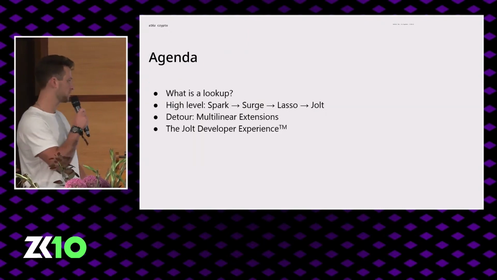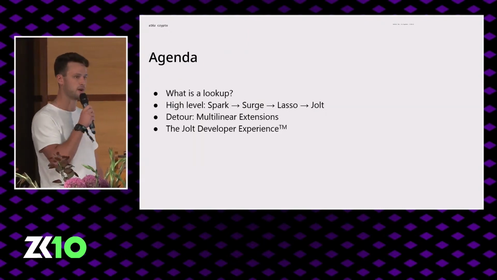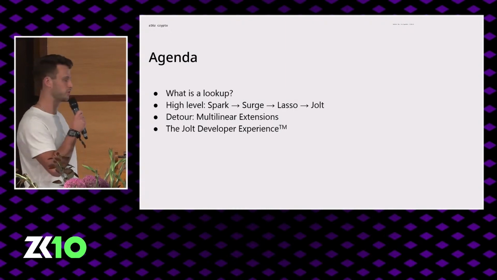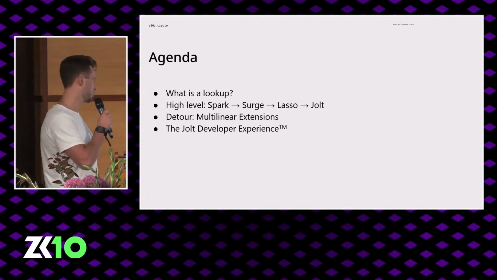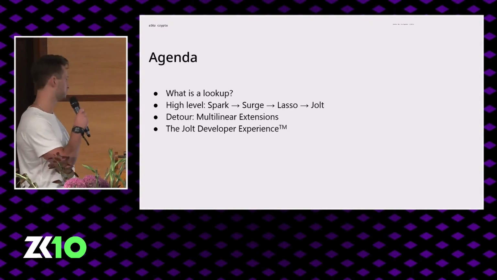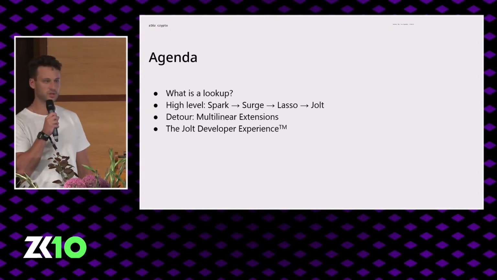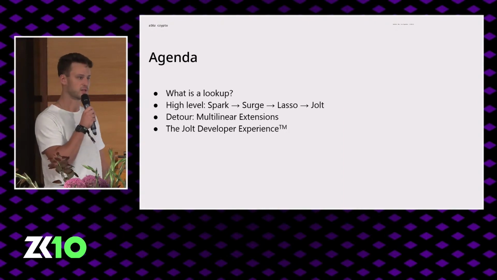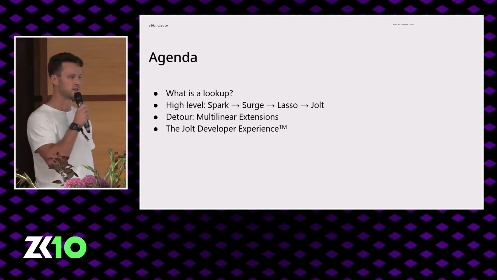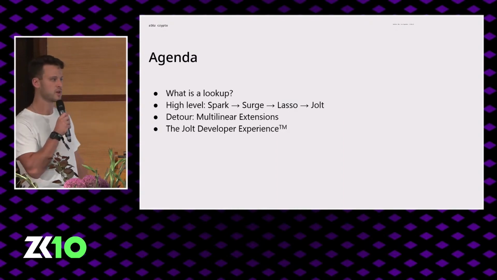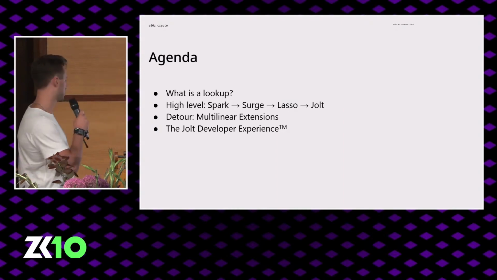In terms of an agenda, first we're going to do a little bit of background on what are lookups. A lot of people here probably know, but we'll set the stage briefly. Then we will give a high-level overview of the lineage of Spark, Surge, Lasso, and Jolt. Then we'll do a brief detour into multilinear extensions. Zach did a pretty good one earlier, but we'll do that again so that everybody can follow along. And finally, we'll spend the majority of the time building a full single instruction Jolt VM to show what that developer experience looks like.